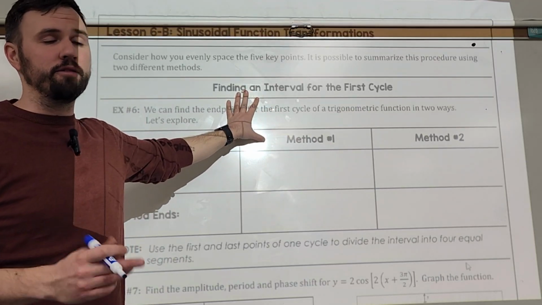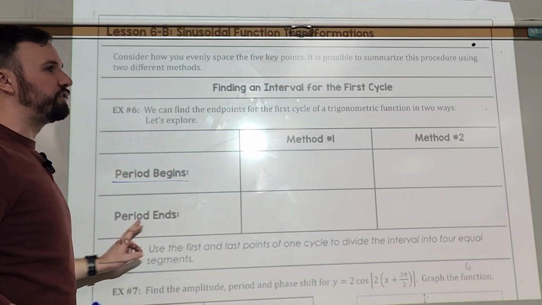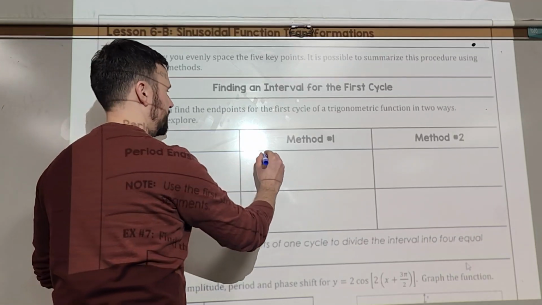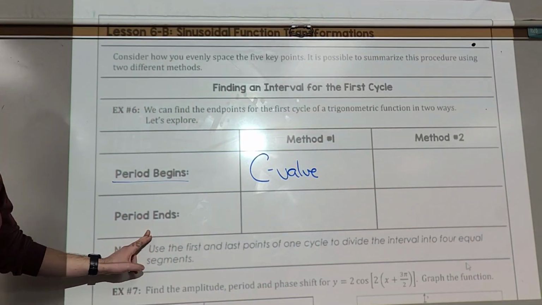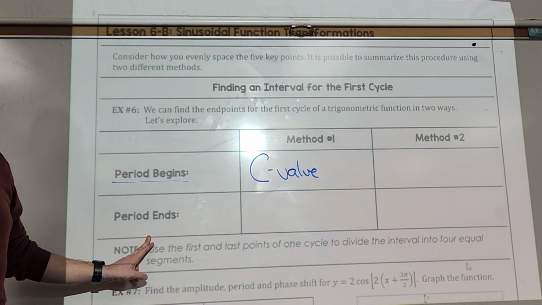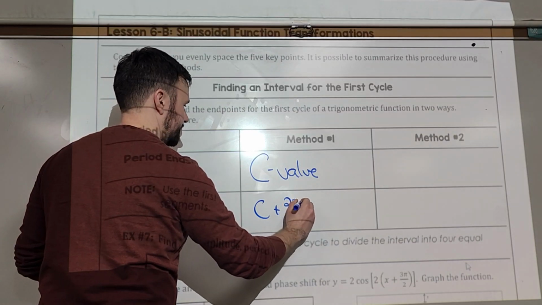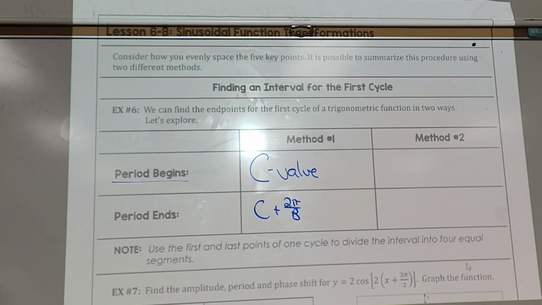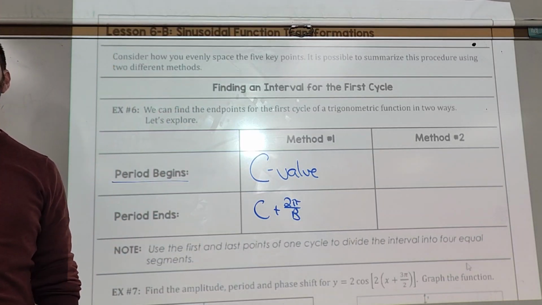Again, it's more review. So how do I know where my period starts? Where do I know the starting point of a graph? What letter did I use? C. C will tell me where to start. How do I know when it's going to end? It's going to be C plus 2 pi over B, right? Whatever that is will be my end point. Do you guys kind of see what I did? I took my start and my end, and I cut in half, and then I cut those in half, right?